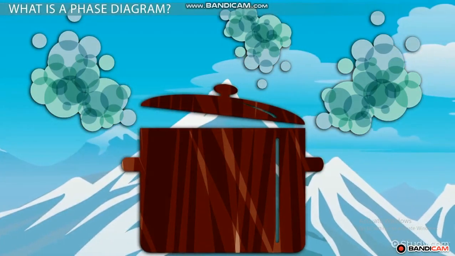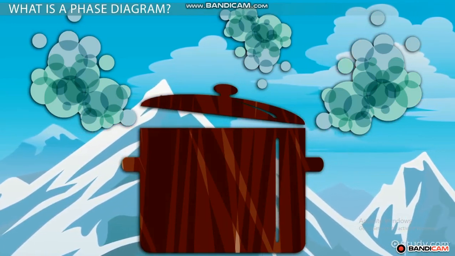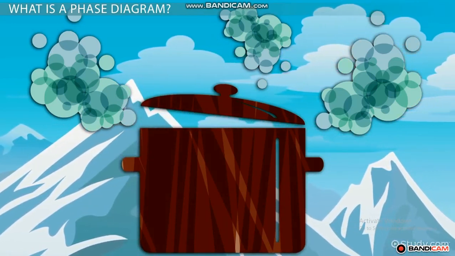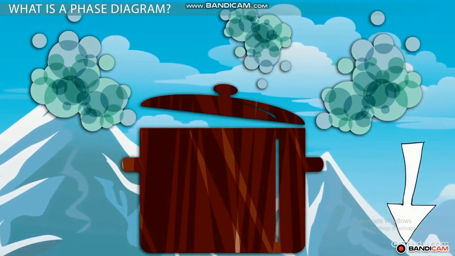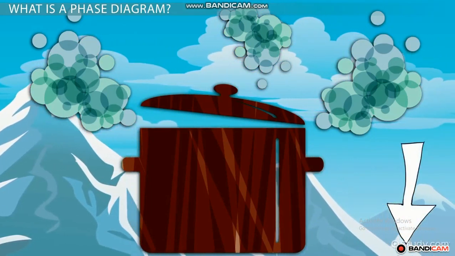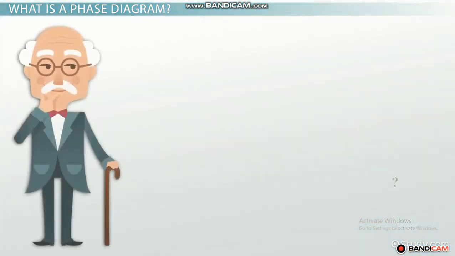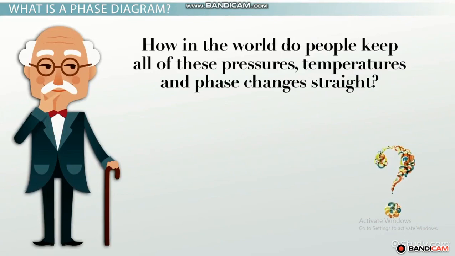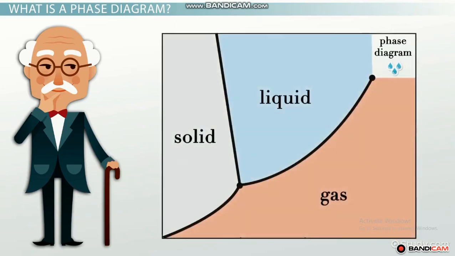But what if you wanted to boil water on top of a tall mountain where there's less pressure? Yep, you guessed it. It's easier to boil water when there's less pressure, meaning the boiling point is lower. So you can see boiling points change depending on factors such as pressure. This holds true for other phase changes as well. So you might be asking yourself, how in the world do people keep all of these pressures, temperatures, and phase changes straight? Well, that's exactly what phase diagrams are for. This phase diagram is going to help you figure out if there's liquid water on planet Z.